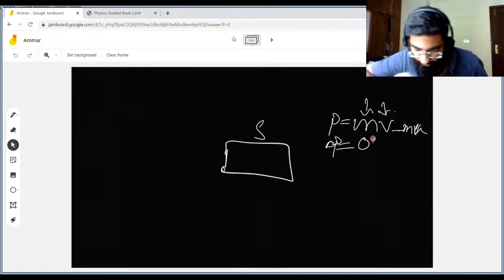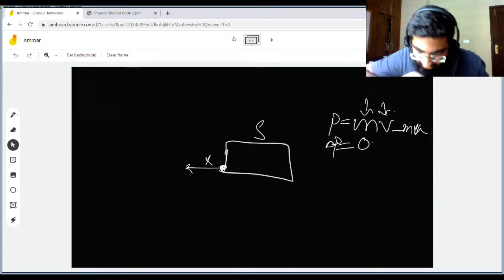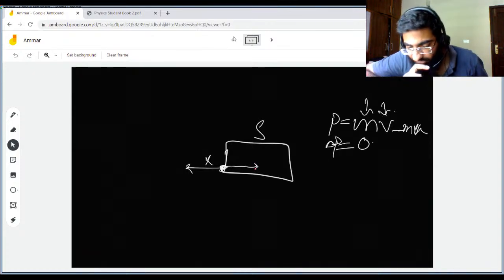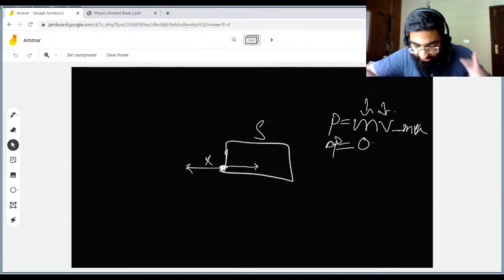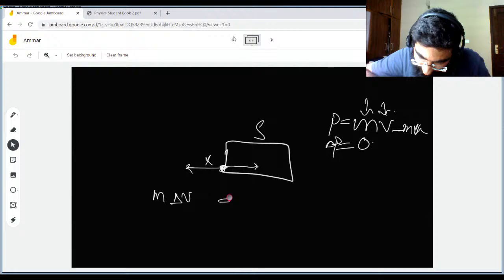Yes. Okay? So if this xenon fuel is gaining momentum in this direction, it would be accompanied by a gain of momentum by the spacecraft in this direction towards the right hand side. So let's see what's the gain in momentum for the xenon and what's the gain in momentum for the spacecraft. So m delta v for xenon is equal to m delta v for spacecraft. Agreed?